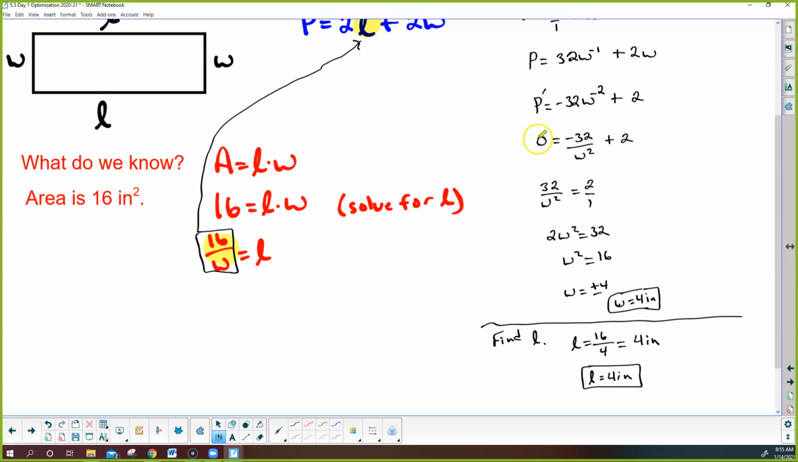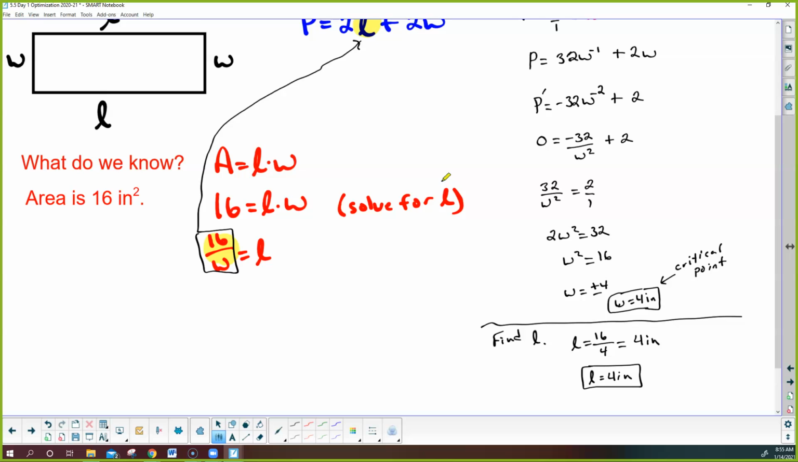I took the derivative, I set it equal to 0. This is a critical point right here, right? In terms of W, that's my critical point. Well, the only other critical point I could have would be W being 0. And if W is 0, I wouldn't be able to form a rectangle.